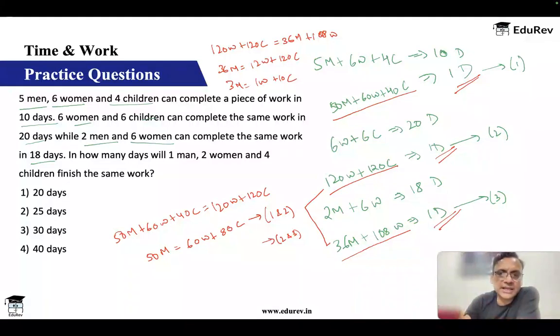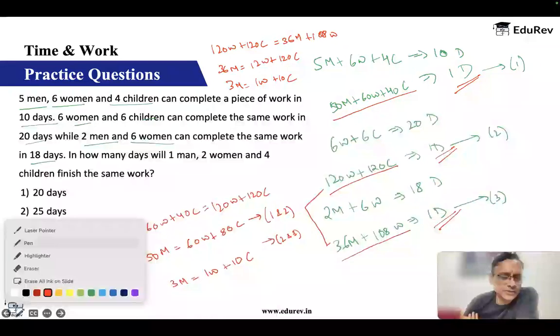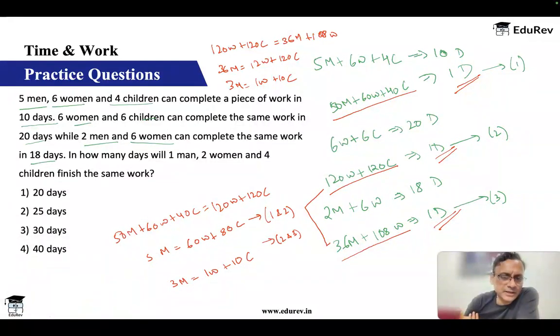Right? So this can be my second equation. 3 men is equal to 1 woman plus 10 children. Okay. In the previous one also, what I got by combining 1 and 2, they all are multiples of 10. So in fact, let's remove that 10 to simplify it a bit. So 50, let's make it 5, 6 and 8. Okay, so I have these two equations.